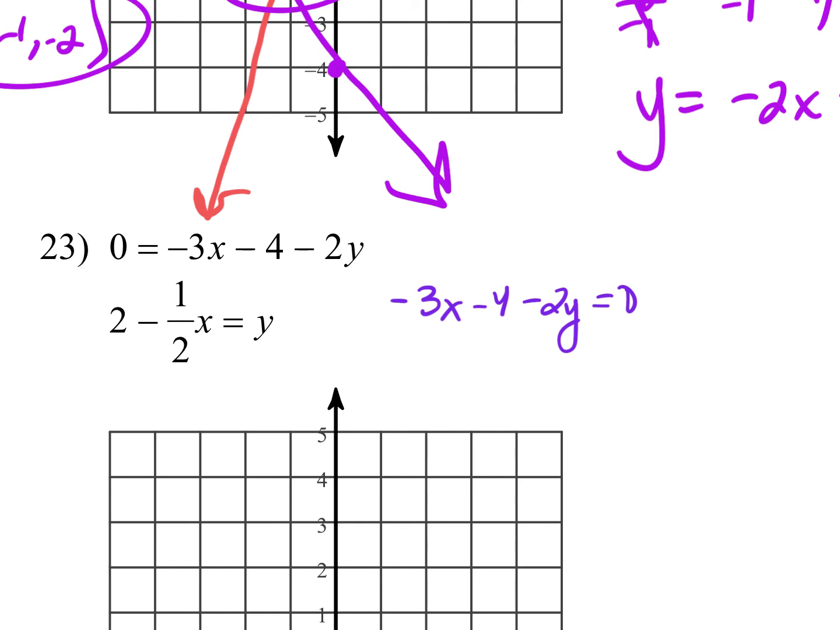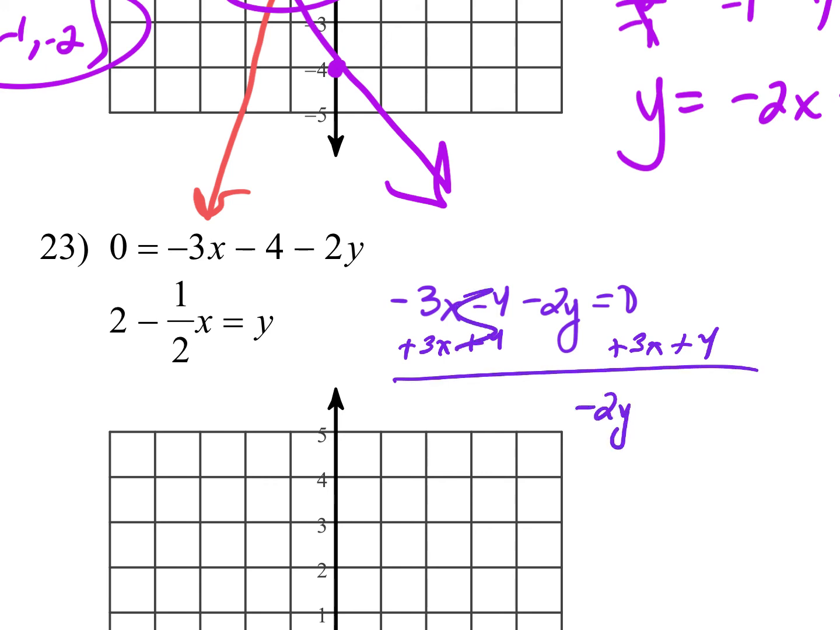Or to move them to the other side, right? So we're going to add 3x and we're going to add 4, plus 3x plus 4. So I'm left over here with -2y equals 3x plus 4. Stay with me, guys. We got 2 more. How do I get y all by itself? What's the last thing I have to do?